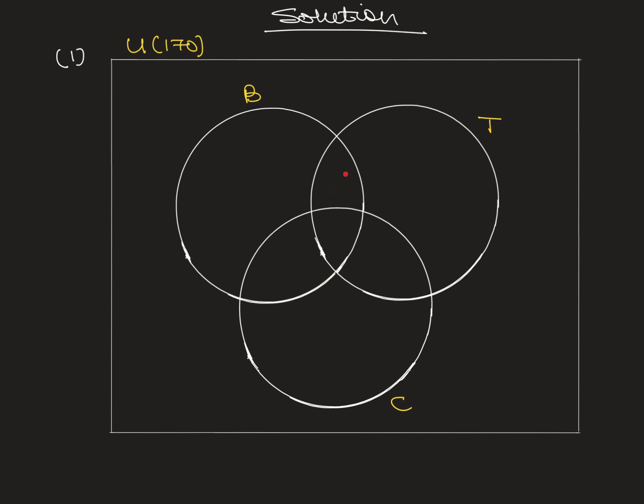This point here will be for bus and train only. This point here will be for train and car only. And this point here will be for bus and car only. So let's go into the question and try to use the given information.